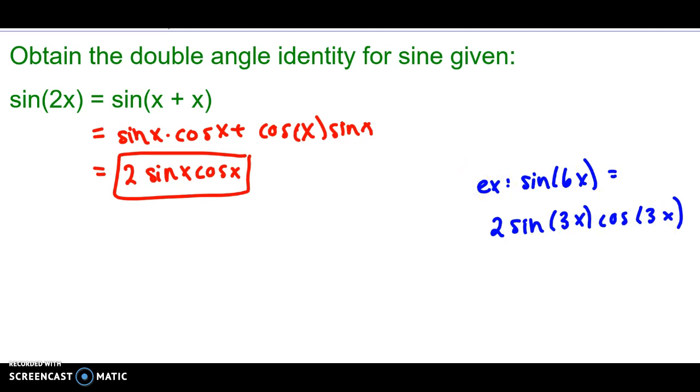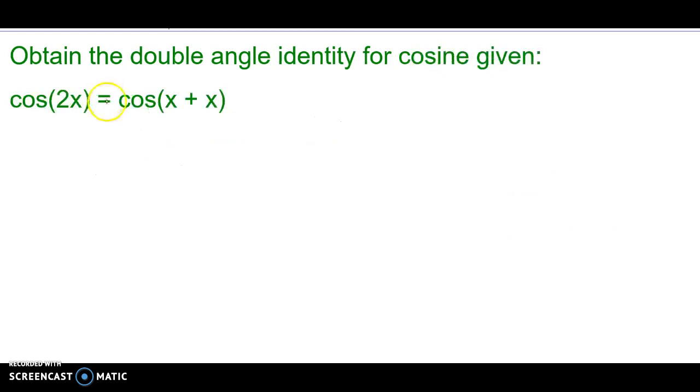Okay, let's have you guys figure out what the double angle identity is for this one. Now, just as a forewarning, there's actually 3 different ways we could potentially write this identity. So let's see if you can at least come up with one of them. Go ahead, put me on pause. Let's see if you can do it on your own.